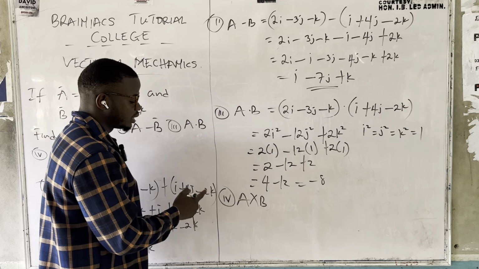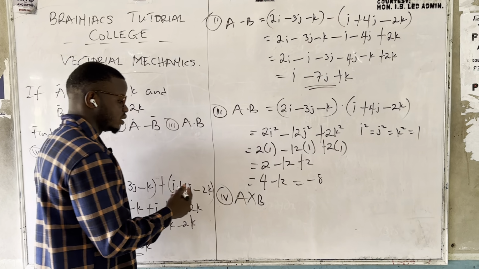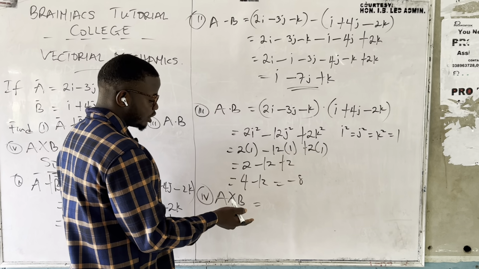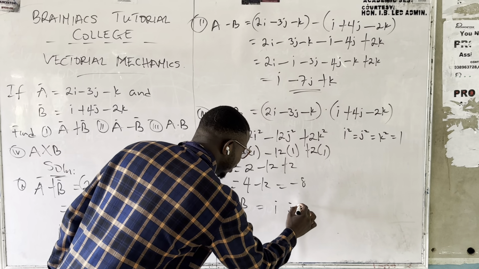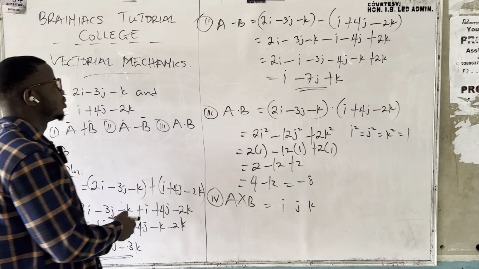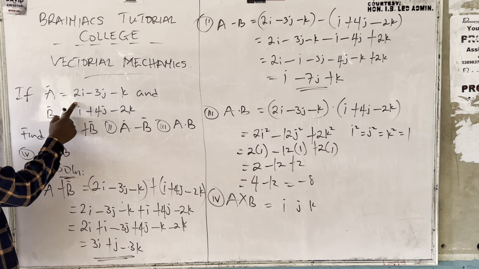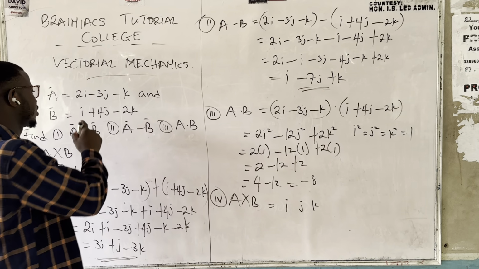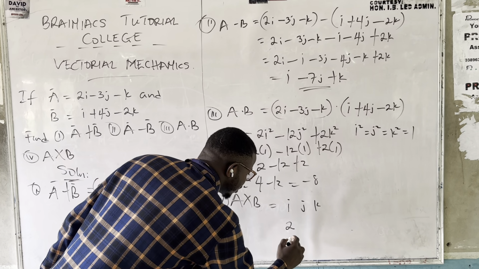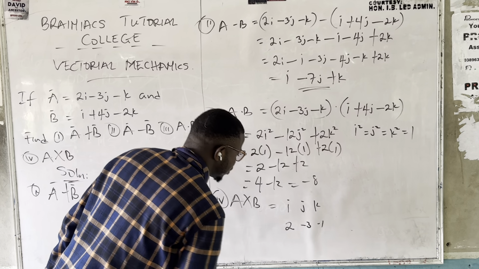So we can use the matrix form to evaluate this. As for vector A, we have it in 3 dimensions, that's i, j, k. We want to use the determinant method. The coefficient of vector A, going back to the question, is 2, minus 3, then negative 1. So here we write 2, minus 3, negative 1.